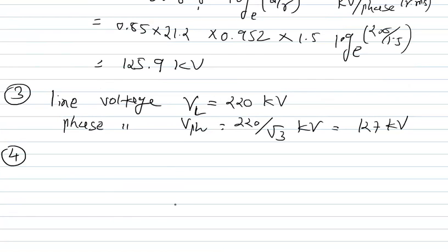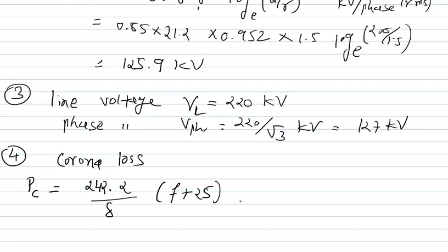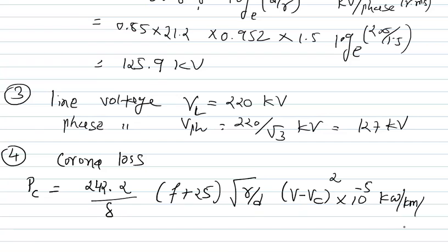the power loss, or you can say your corona loss. So corona loss has the equation, we have seen this equation, PC equal to 242.2 by delta, f plus 25, under root r by d, and V minus VC whole square, multiplied by 10 raised to minus 5, kilovolt per kilometer per phase.